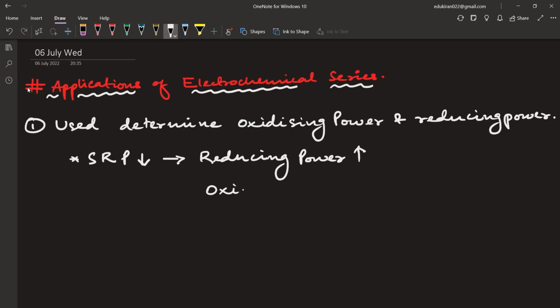and oxidizing. Sir, we did this. Yes, write it again in the applications. Yesterday we did the same thing. Just write it again. Used to determine the oxidizing power and reducing power.